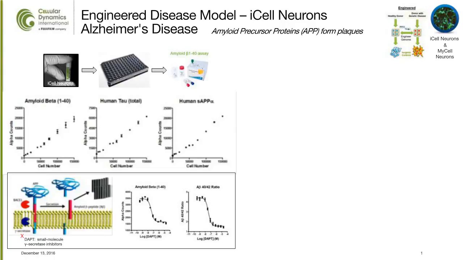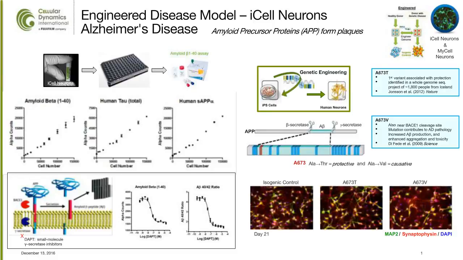Furthermore, if we compare the amount of amyloid beta protein levels, we can compare not only the 1 through 40 amyloid beta protein, but also the ratio of 40 to 42, which has been implicated in Alzheimer's disease. We can see with a gamma secretase inhibitor a dose-dependent decrease in the expression levels of these proteins, which matches what we would expect to see in the condition.